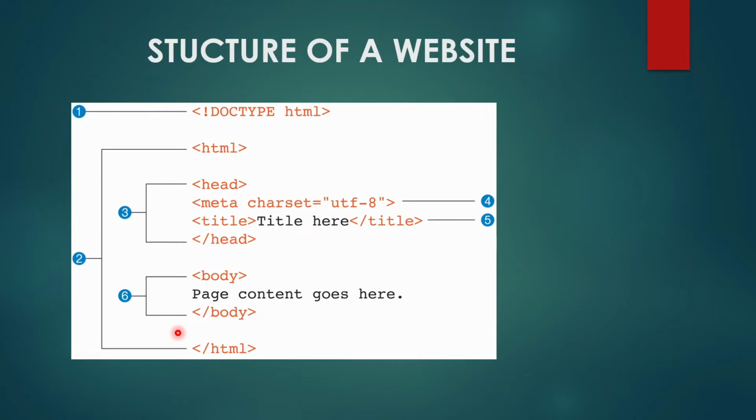Basically, this is just an idea of what HTML coding is. First we have the doctype HTML, then the HTML tag, then the head tag, then inside the head tag we have the meta tag, the title tag, and then the closing of the head tag. Then we have the body tag, which says the page content goes here, and then the closing of the body tag and the HTML tag.